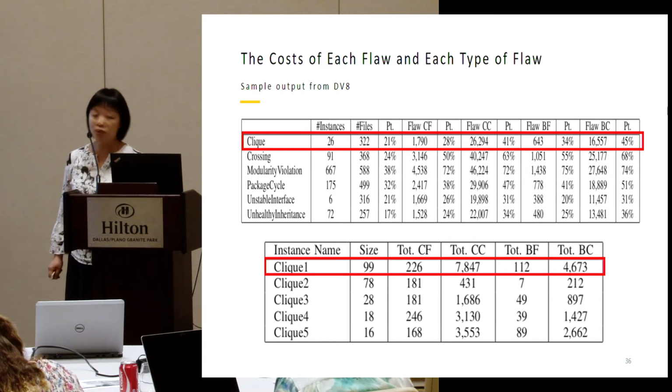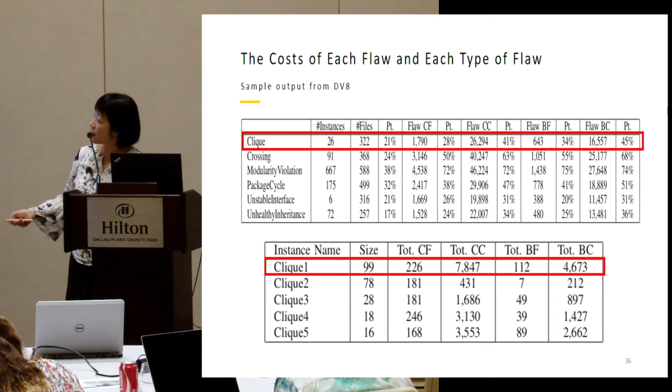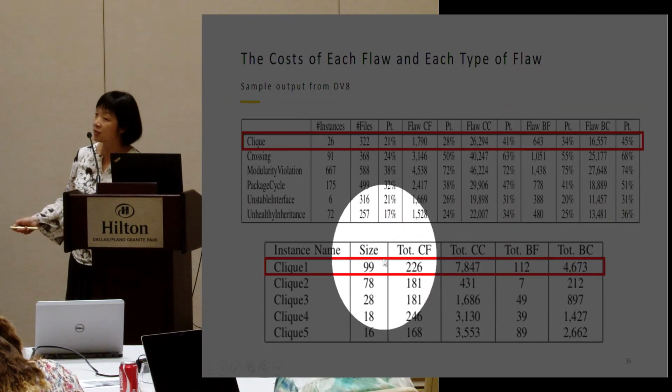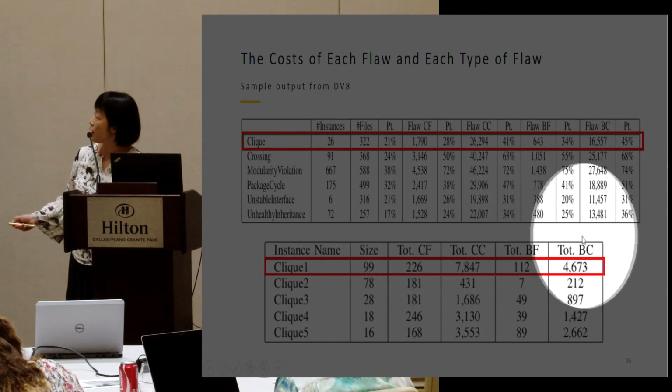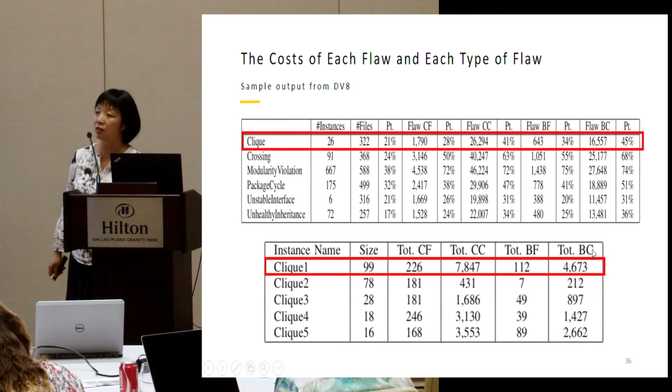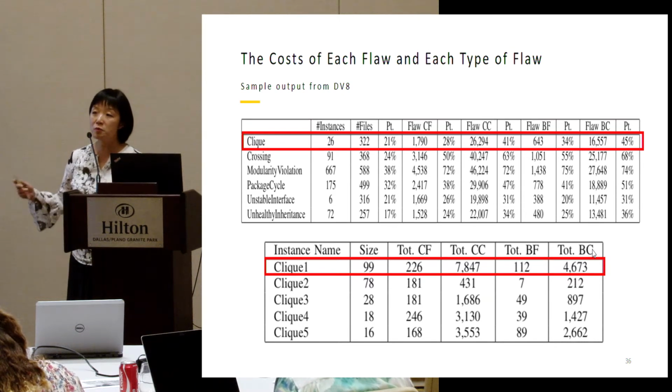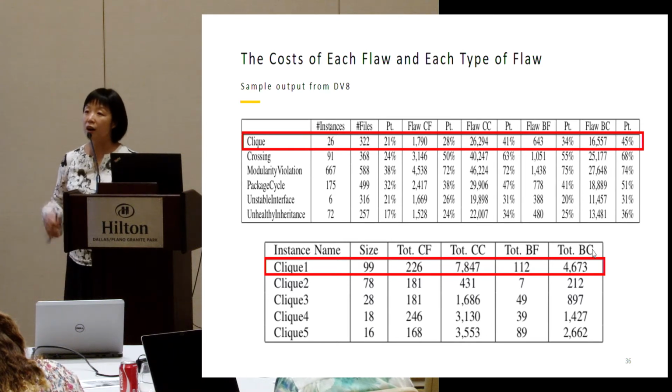Then for each clique, we can give more detailed information output by our tool. It shows that the most severe clique in the system is clique 1. It has 99 files, and itself has incurred bug churn of 4,000 lines of code. This gives people a very straightforward way to rank and prioritize which flaw to fix, and which flaw deserves more attention.